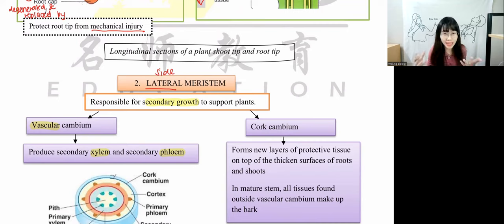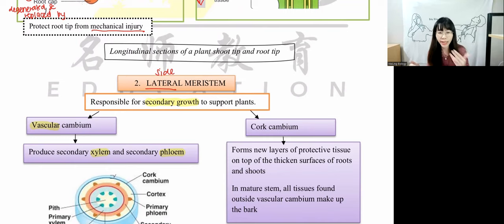Okay, now, why do we write organic substances? Because we have to understand phloem is not just to transport nutrients. Sometimes they will also transport hormone, they will also transport enzyme, they will also transport mineral and also water. All of these things are known as organic substances. So they don't just transport food, they will also transport other things as well. So organic substances will be a better answer.